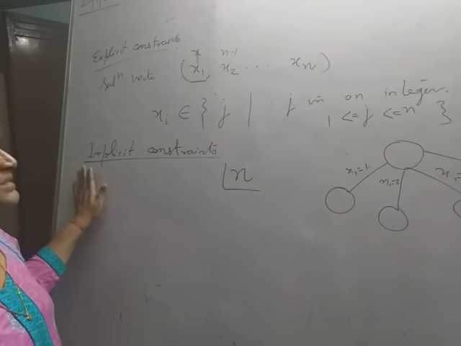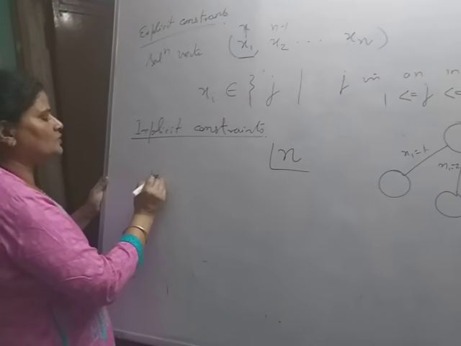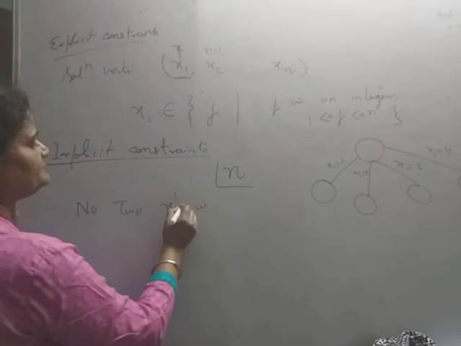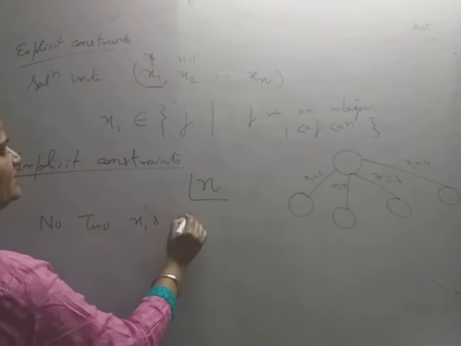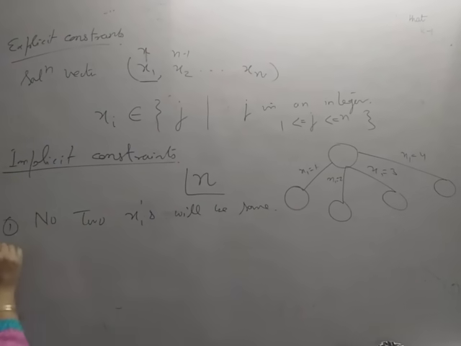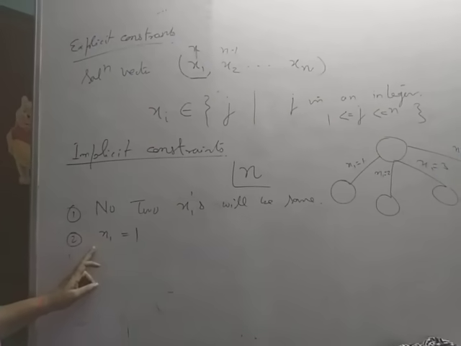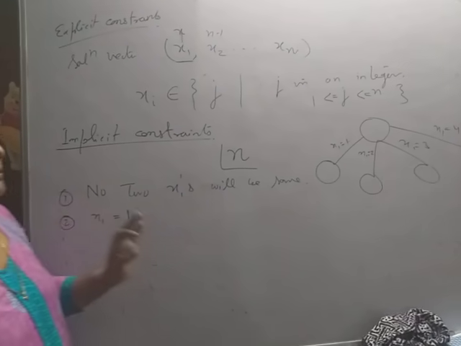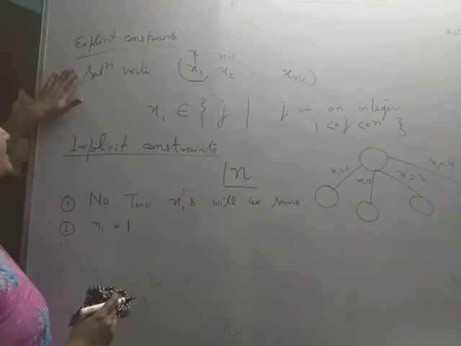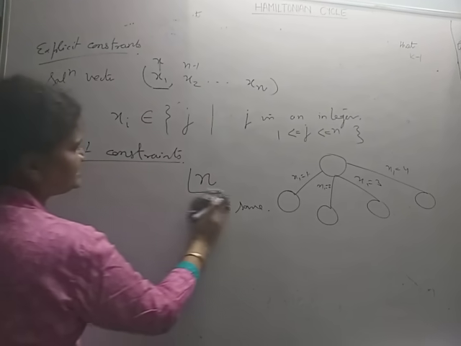So what are the implicit constraints? No two xi's will be the same. And second, x1 equal to 1, which I am taking to avoid multiple cycles. So these are the explicit constraints, implicit constraints and the state space tree.